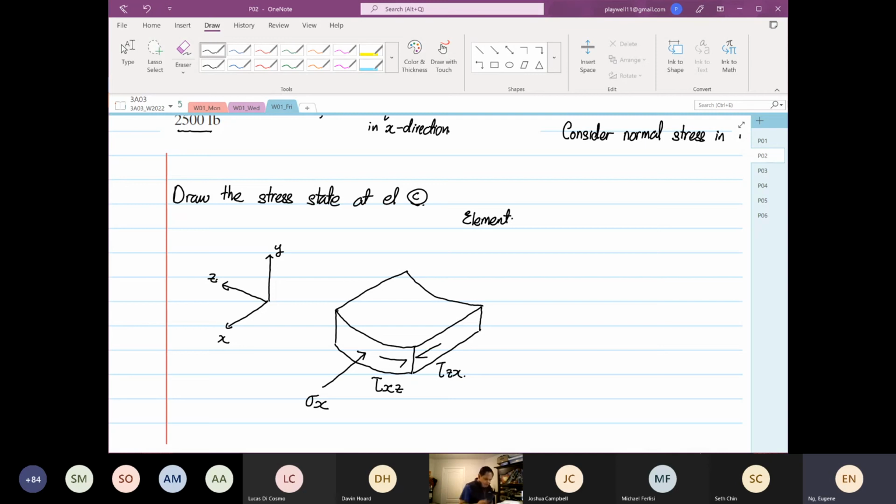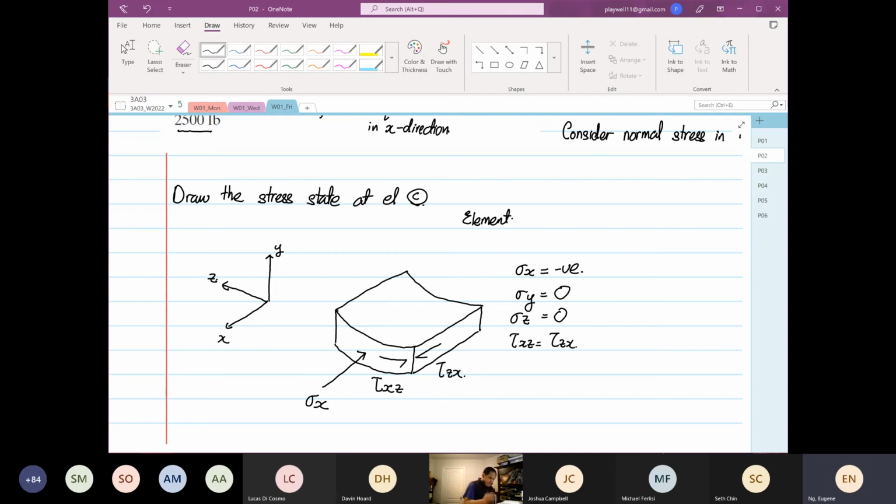So from here, what do we know? We know that stress X is compression. We also know that stress Y is equal to 0, no stresses at all, and stress Z is also equal to 0. And we know that shear XZ is equal to shear ZX.